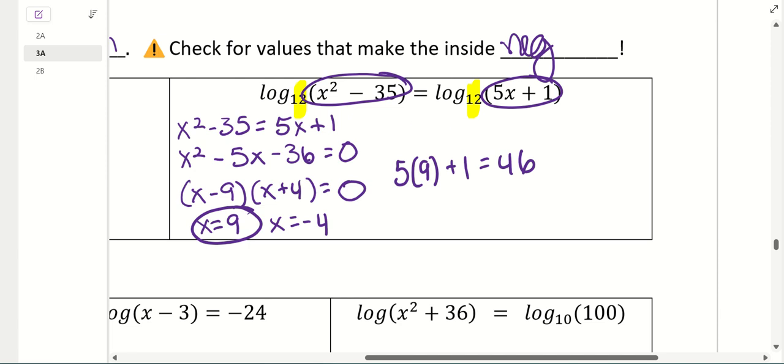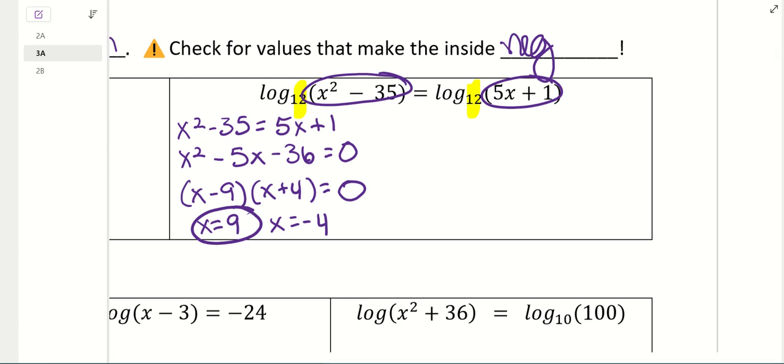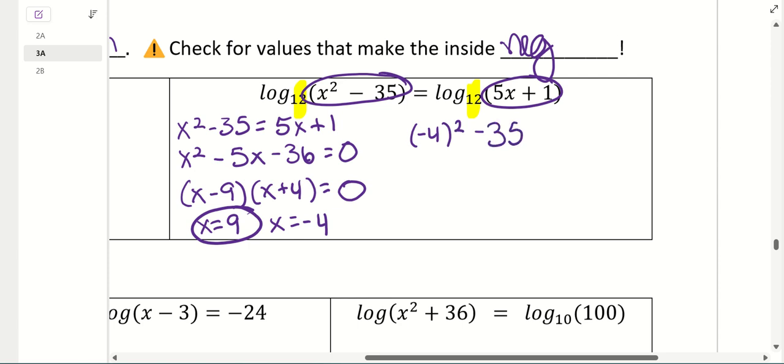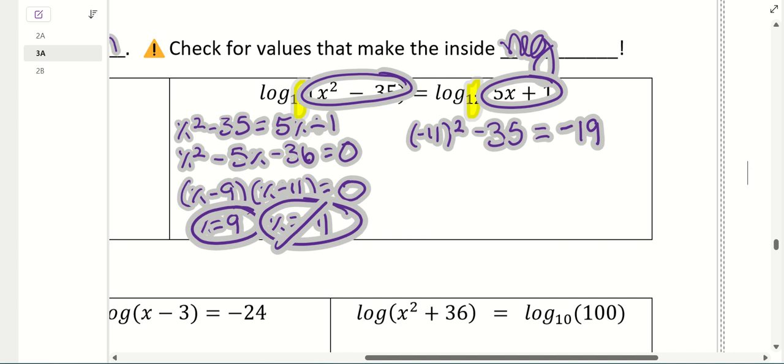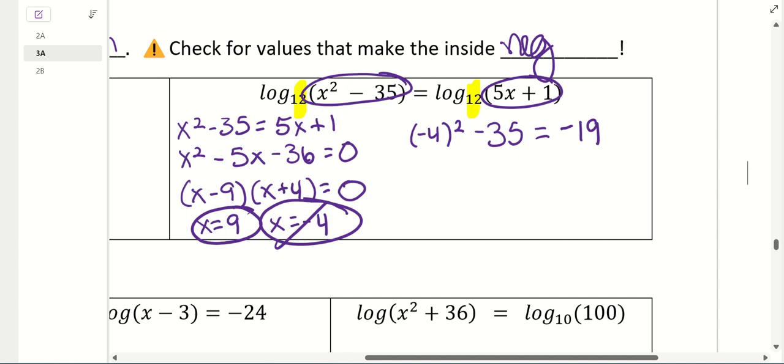Let's try negative 4. Let's do negative 4 squared minus 35. Uh-oh. That's going to give us a negative answer. That's going to give us negative 19. So this is an extraneous answer because if we try to find the log of negative 19, it's not going to go well. Take a look. Log base 12 of negative 19, that's undefined. So that is why negative 4 is an extraneous answer, because it gives us insides that are undefined.